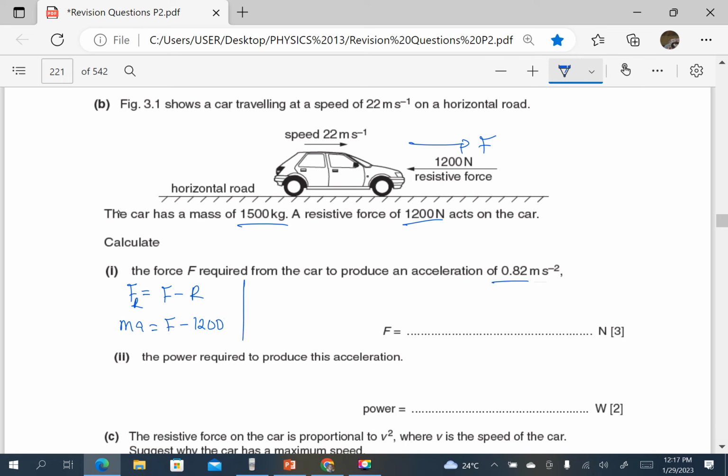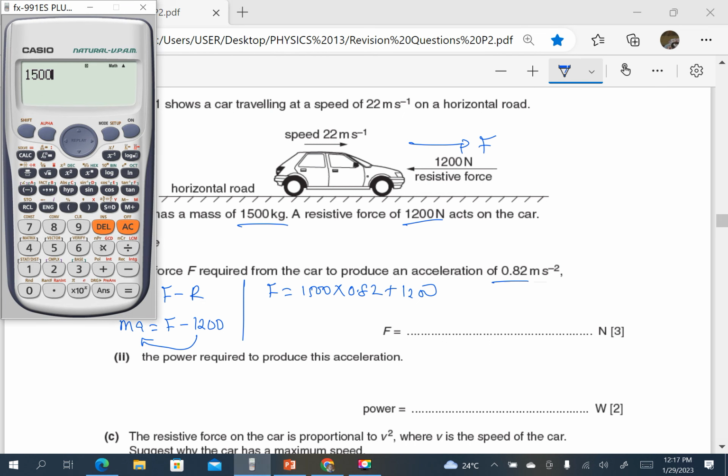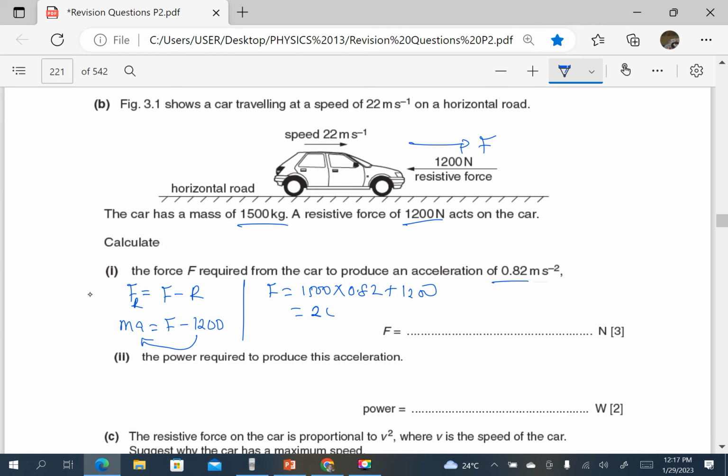So they have given us the acceleration. It means F is going to be the mass, which is 1,500, times the acceleration, which is 0.82, plus, taking this one to the other side, plus 1,200. 1,500 times 0.82 plus 1,200 is 2,430. So this force is 2,430 newtons.